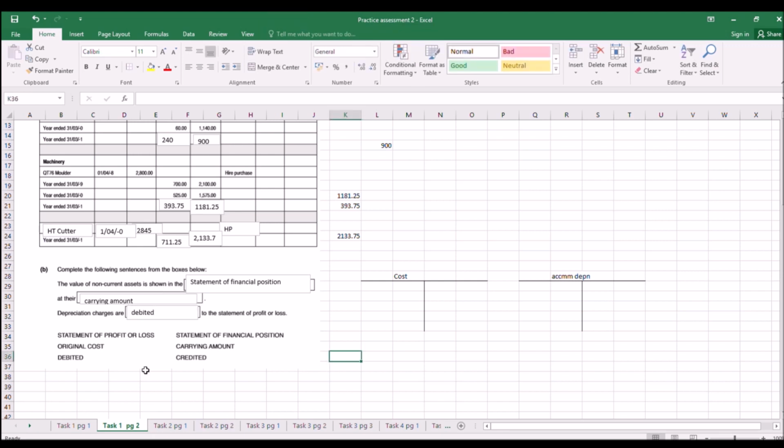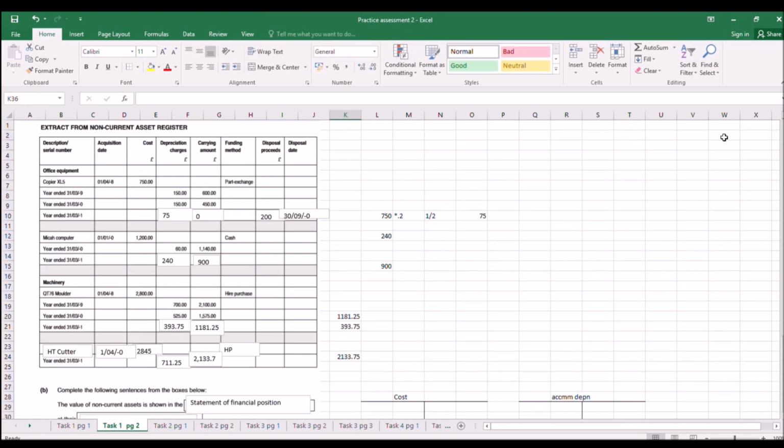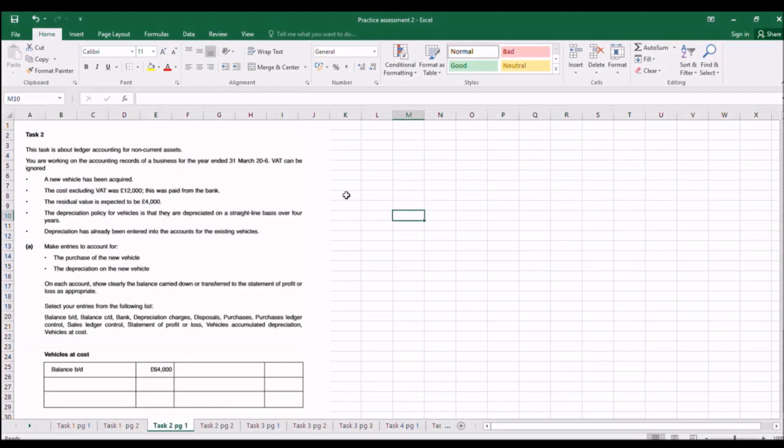Right, so that is question 1 done. Task 2. This task is about accounting for non-current assets, so it's ledger accounting for non-current assets. Okay, so we're in the general ledger here probably. For non-current assets, in other words, fixed assets, you're working on the accounting records of the business for the year ended the 31st of March 2016. VAT can be ignored, okay, know that. And we've got our timeline, which we'll set up to see whether that's relevant to us in a minute.